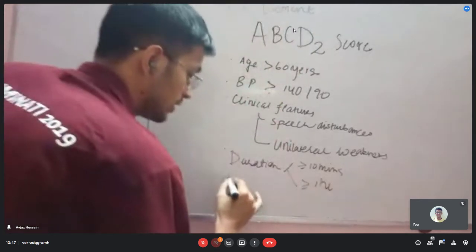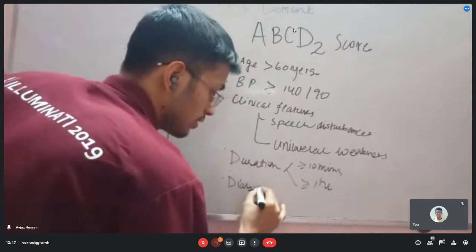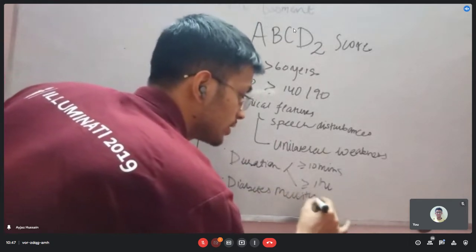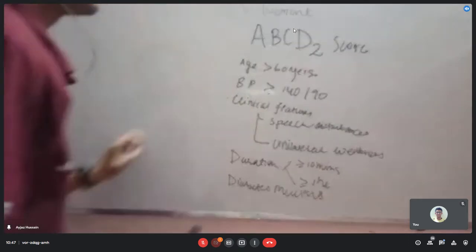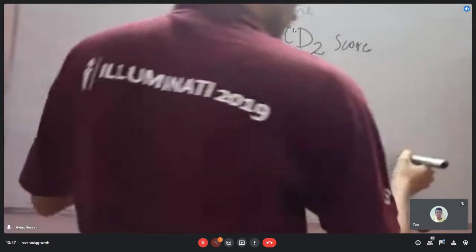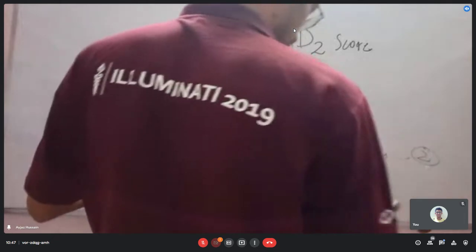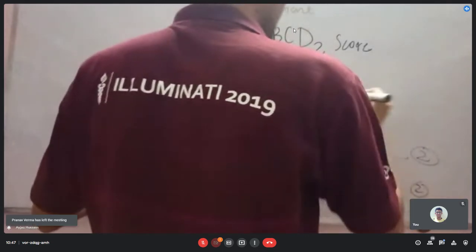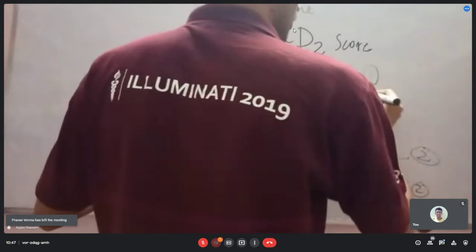And then the other D is for diabetes mellitus. This is the scoring system that is used. Now remember, everything is given one point except unilateral weakness, which is given 2 points, and a symptom present for more than 2 hours is given 2 points. Everything else is given 1 point each.